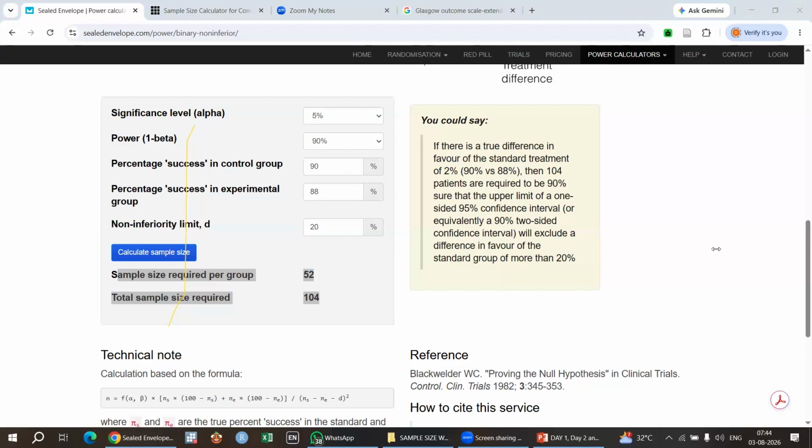Sir, what can we do to reduce the sample size for thesis, etc.? Take power of 80, not less than 80. And you can make your non-inferiority margin bigger, then you will get less sample size. Suppose this is 52 here. If I make this non-inferiority margin 25, then please see this. You will get 64, 32%. If I make this 80% power of study, then please see, it is only 23, total 46. Earlier it was 104.